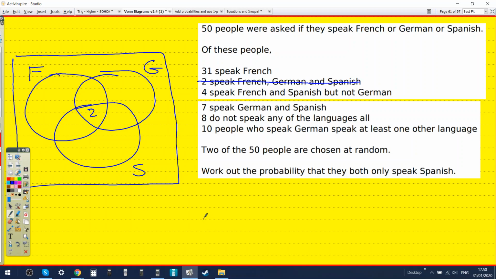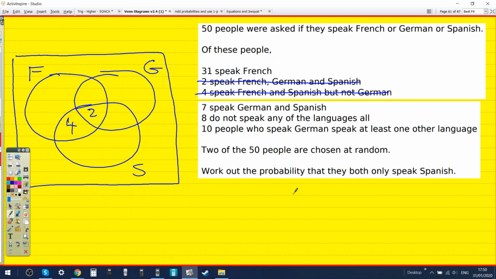So 4 speak French and Spanish, so I put that in the FLS. Yeah. 7 speak German and Spanish, so I put that as well. 7 in German and Spanish. I'm not sure. It doesn't say, but not French. So it might just be in total.